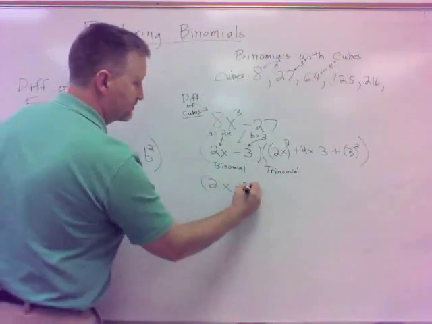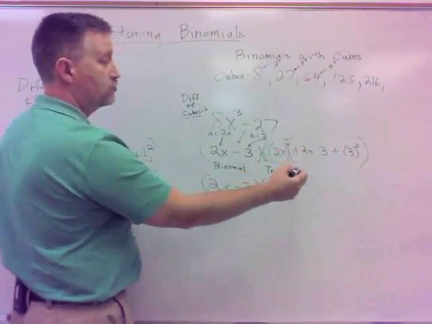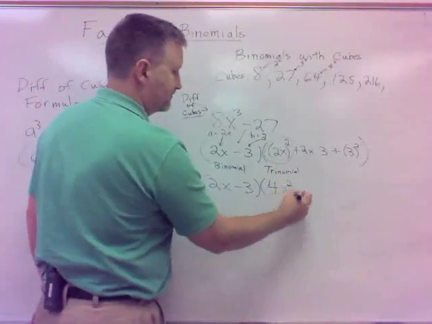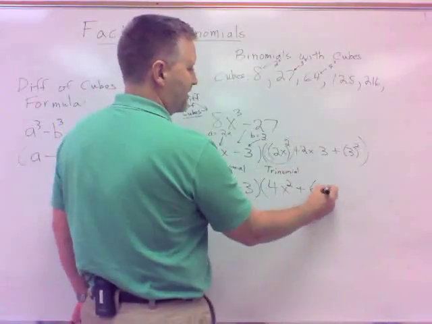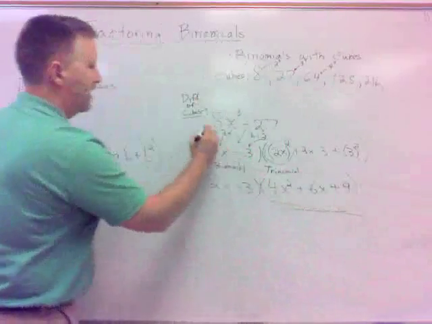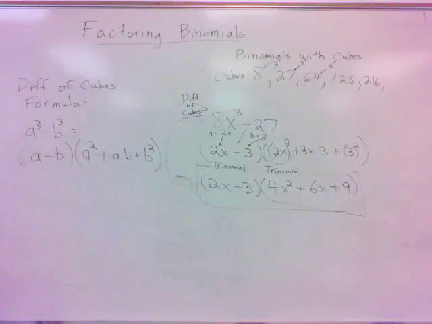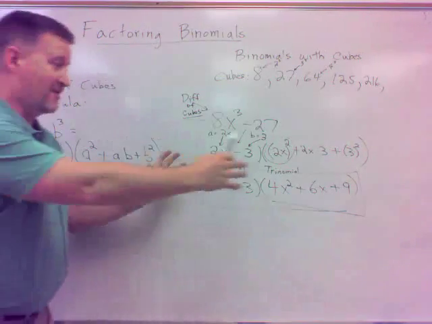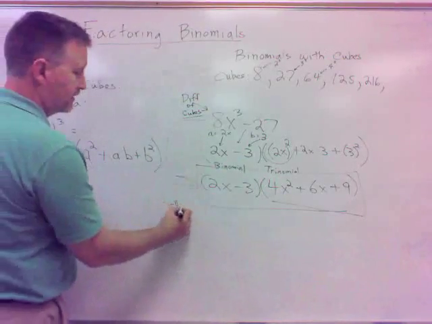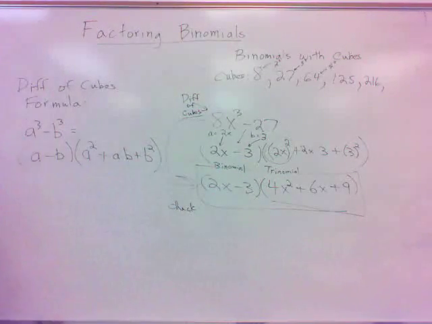So that gives me 2x minus 3 times, what does this give me? 2x quantity squared. 2 squared is 4, x squared is x squared. Okay. 2x times 3 is 6x, and then 3 squared, that would be 9. There you go. 8x cubed minus 27 is, believe it or not, 2x minus 3 times 4x squared plus 6x plus 9. Okay? Now, that looks awfully long and drawn out for just a binomial, but we can check that real quick here just to show you once that it does work.